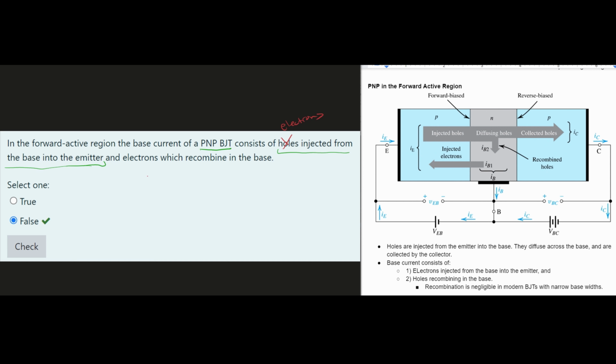And if we look at the next part, it says electrons which recombine with the base. And we know this is false as well because this should be holes which recombine with the base. And so this is going to be false.